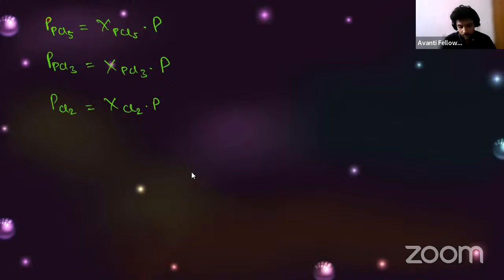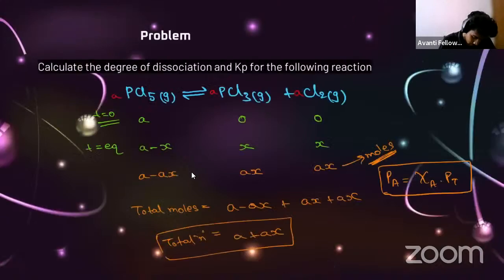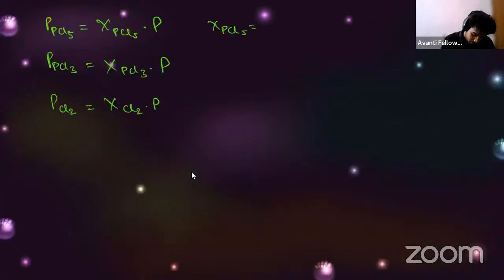Now, after using these things, just directly substitute them in the value. What is the mole fraction of PCl5? This is the moles of PCl5 present. What is the total moles? A plus AX, right? Directly substitute this value here: A minus AX by A plus AX. Simple. Now we can cancel out the A values here. We can write it as 1 minus x by 1 plus x.